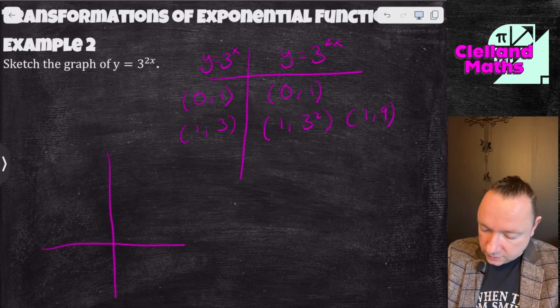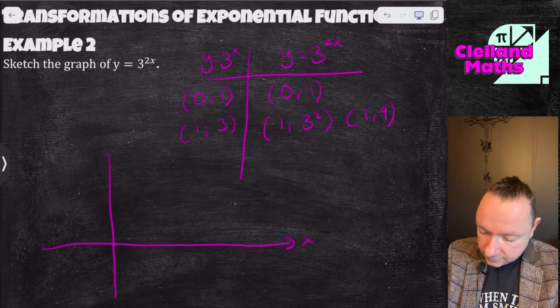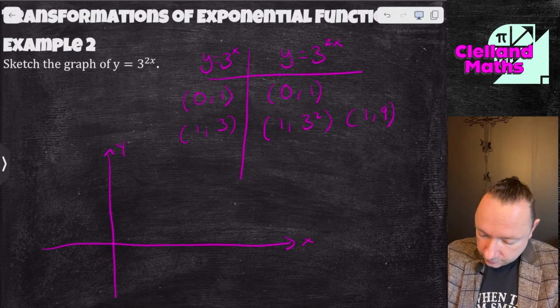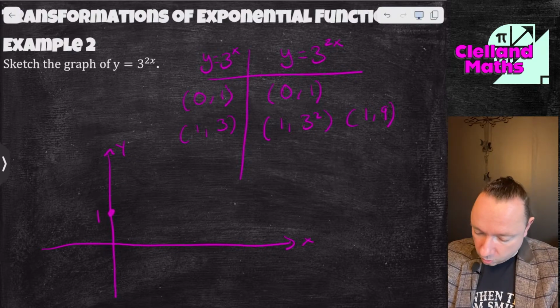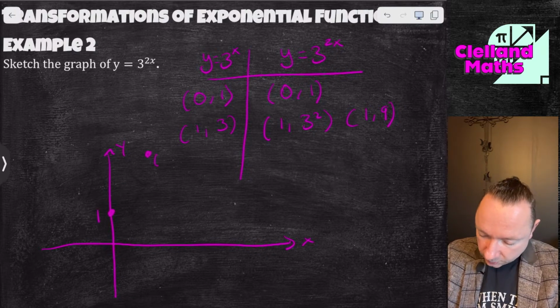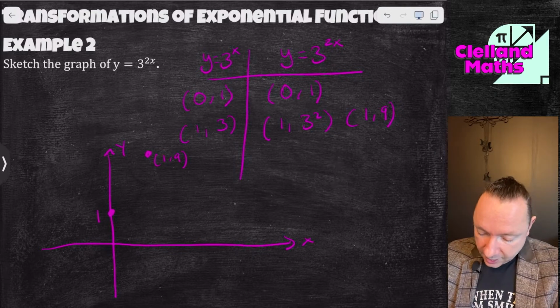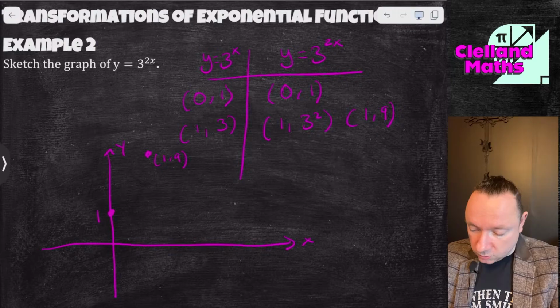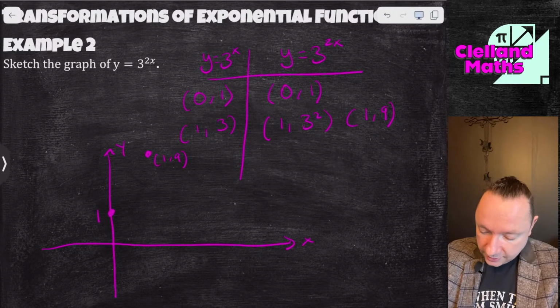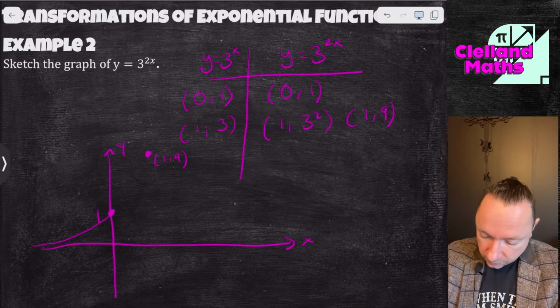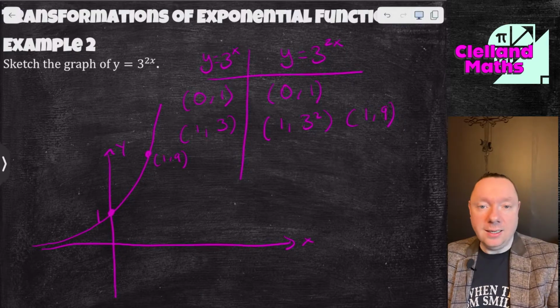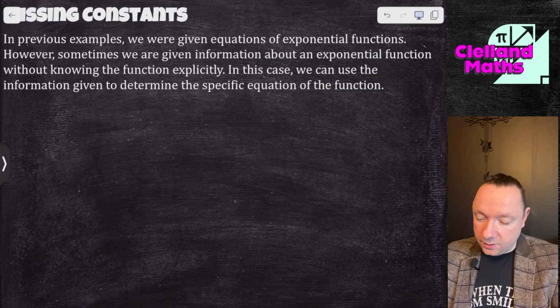Same shape as always. X and y. We've got 0, 1. And we've got along 1 up 9, so it's just a lot steeper. 1, 9 instead of 1, 3. The asymptote will still never touch the x-axis, so it just goes up like this. And we're done there.